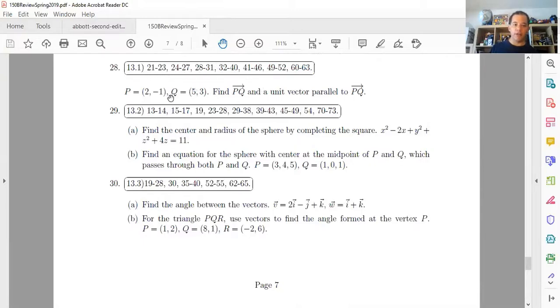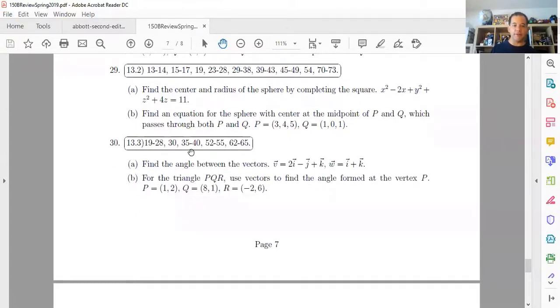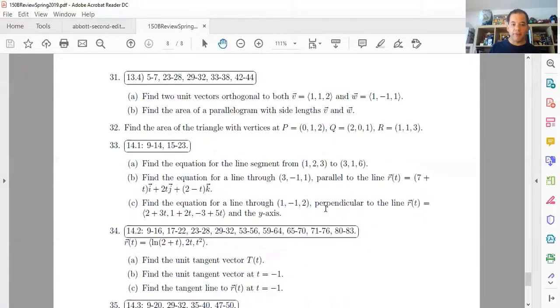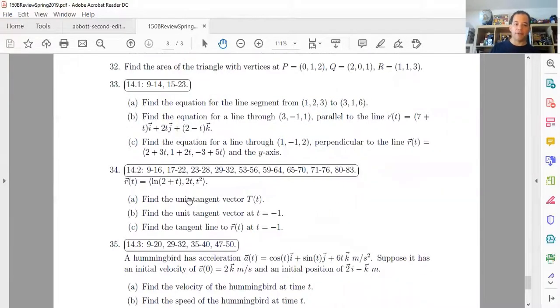So 13.1, 13.2, these types of problems: given a vector, find a unit vector pointing in the same direction, spheres and equation of a line in 3-space, finding the angle between 2 vectors. You use the dot product for that. Finding the cross product, or the area of a parallelogram, or the area of a triangle. You use the cross product for that. Find a vector that is perpendicular to 2 other vectors. That would also be the cross product.